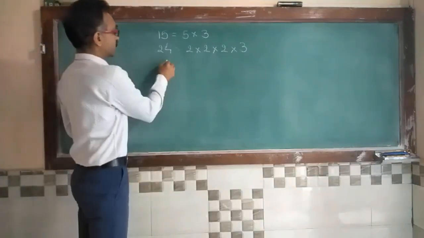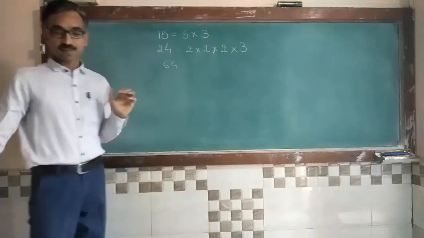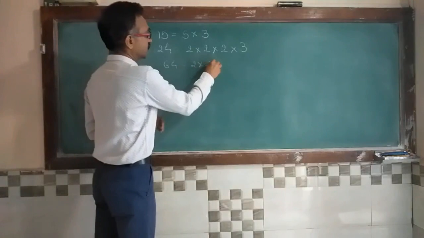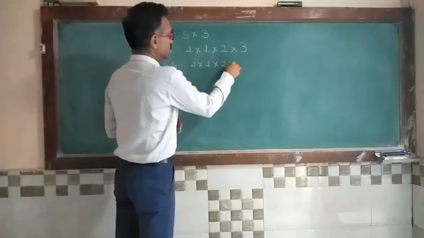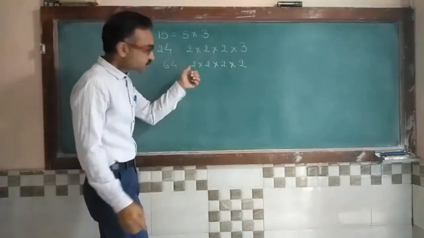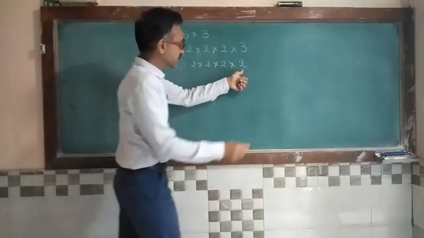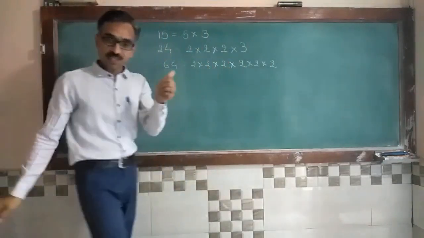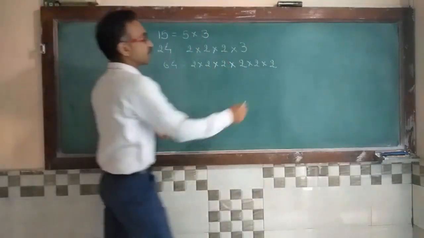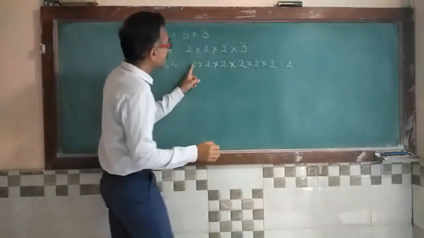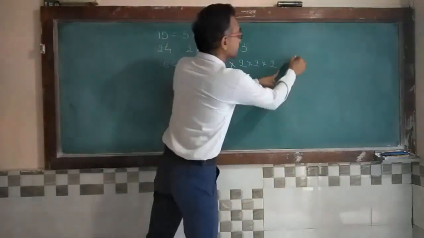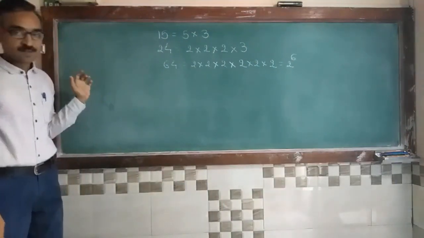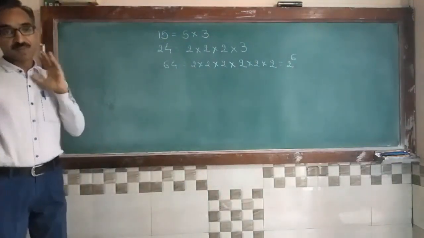Suppose you are given 64, that means 2 into 2 into 2 into 2, 2 to 4, 4 to 8, 8 to 16, 16 to 32 and 32 to 64. That means you can say 2 raised to 1, 2, 3, 4, 5, 6. That means 2 raised to 6. So these are the factors of the numbers.